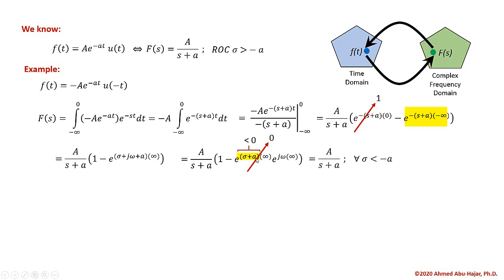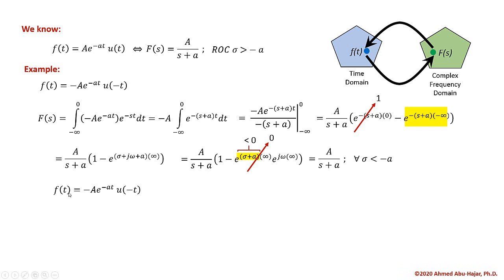So then I can say that, if this is the case and it's 0, then the transformation will be a over s plus a as long as sigma is less than minus a. When sigma plus a is less than 0, that means sigma is less than minus a. So here is the catch. This signal has this transformation, but the region of convergence is that.